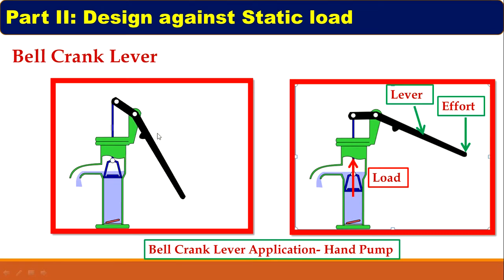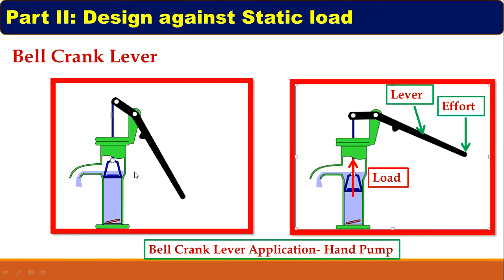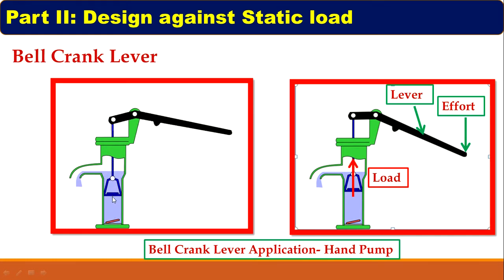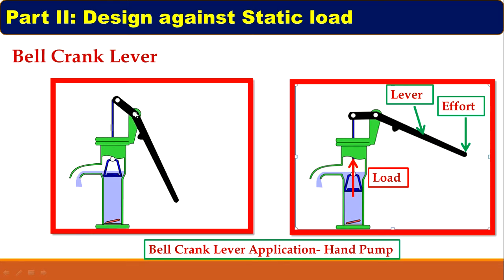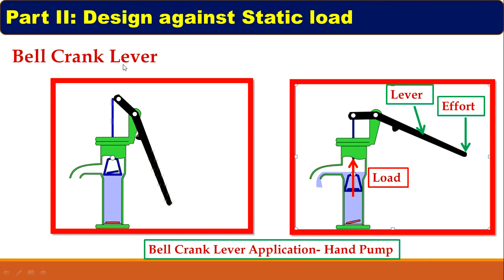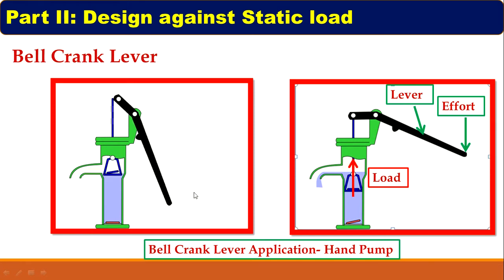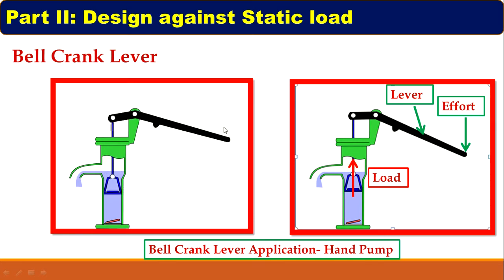So this is one metallic handle. At the free end, we have to apply the effort so that you can lift the water from the ground. This black color lever is pivoted at this point, and at this point this lever oscillates. So generally this lever is used to transfer the force. Now how is the force transferred here? You are applying the effort at this free end, and the load is lifted here.